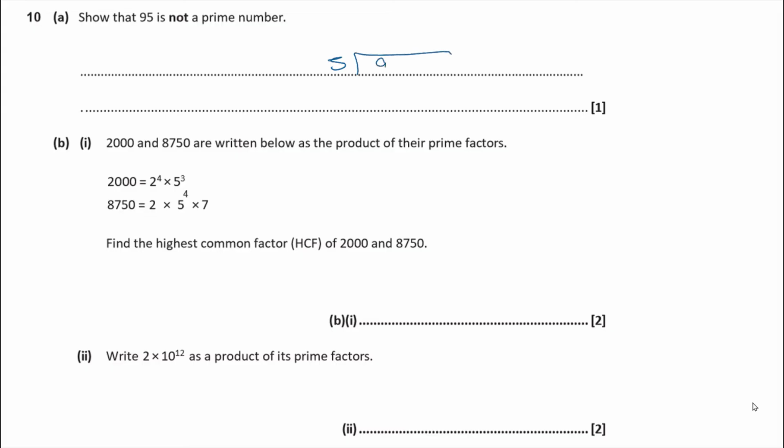So 5s into 95 go... well, I've got a calculator actually, I didn't do that. So 95 divided by 5... probably just do it in my head anyway. 95 divided by 5, that is what, 19? So 95 has factors 5 and 19, so cannot be prime.